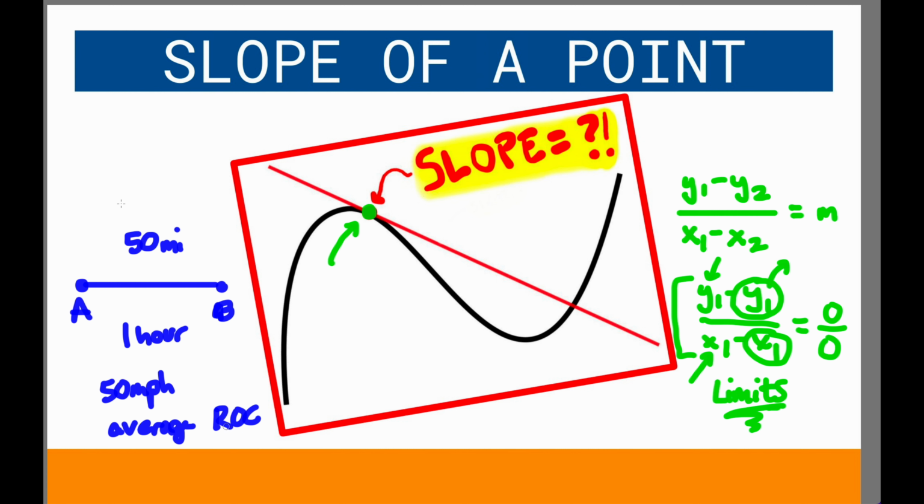Now as you were driving from point A to point B, there might have been certain instances where you were going maybe 75 miles per hour. Another time, you might have been going 0 miles per hour because you stopped. The essence is you probably did not go 50 miles an hour the entire time.